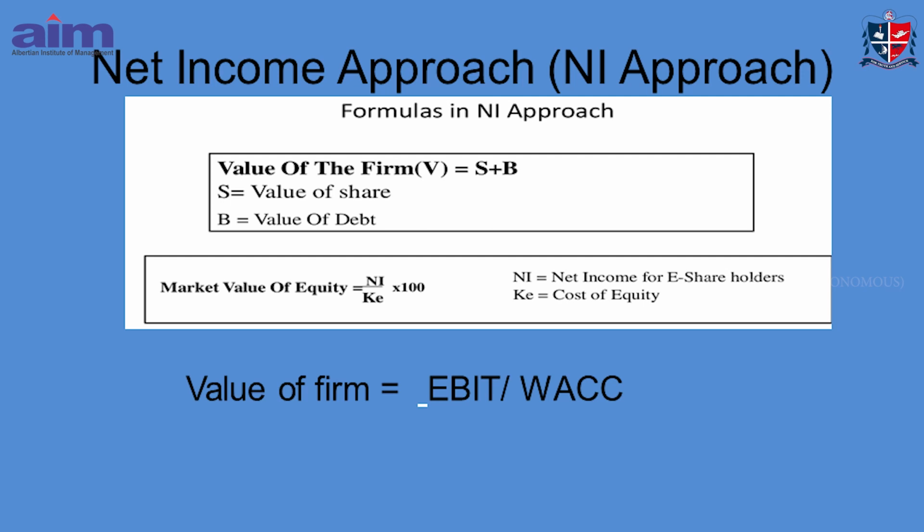Net income divided by KE. KE means cost of capital, cost of equity. Net income divided by cost of equity. So if you want to capitalize it, we'll put 100. That means the base is the percentage of cost of capital, cost of equity. So you will get value of equity.